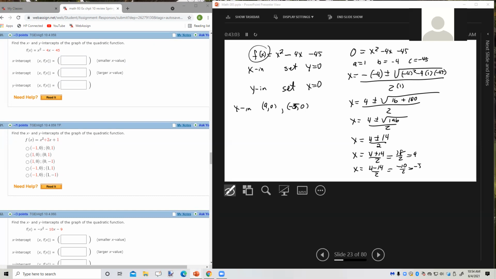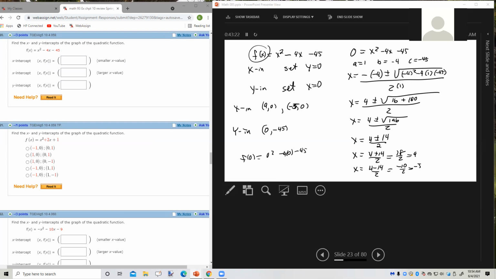-5, 0. Okay. Now the y-intercept, we set x equal to 0. Well, f of 0 would be 0 squared minus 4 times 0 minus 45. So it's going to be -45.